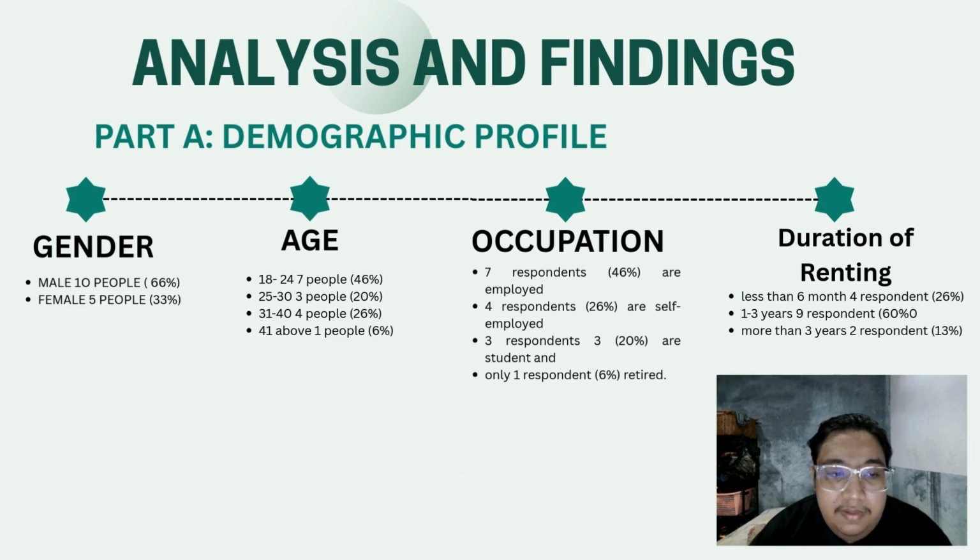So let's talk about the age. The age is starting from 18 to 24 with 7 respondents, 25 to 30 with 3 respondents, 31 to 40 with 4 respondents, and 41 and above is only 1 person. So next is occupation. 7 respondents are employees, 4 respondents are self-employed, 3 respondents are students, and only 1 respondent is retired.